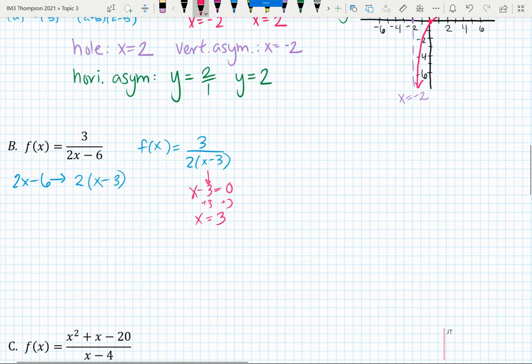I differentiate how this point of discontinuity affects the graph by determining whether that factor cancels or not. So, does x minus 3 cancel with something on the top? No. So it's not a hole. It's a vertical asymptote. So in this case, there are no holes. I just have a vertical asymptote.